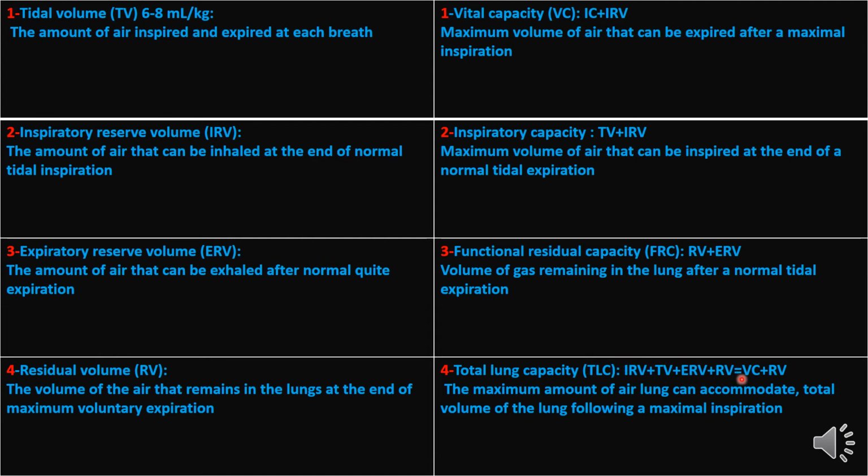Or the second way is vital capacity and residual volume. In vital capacity, all three would be there: tidal volume, IRV and ERV. The remaining is the residual volume, which is not included in the vital capacity. So that's why vital capacity plus residual volume will be total lung capacity.